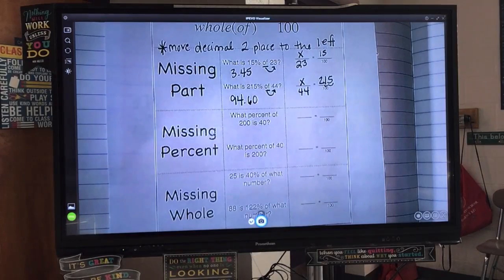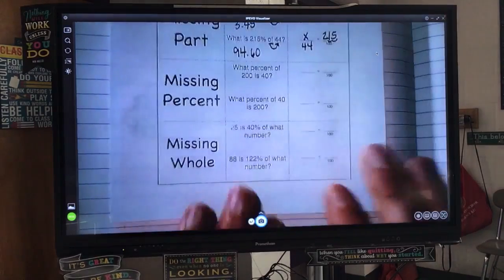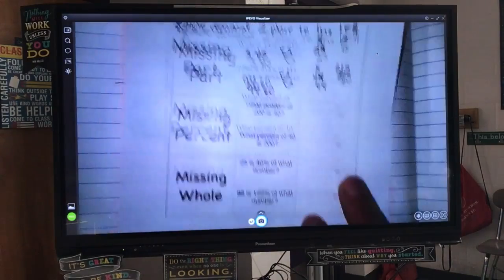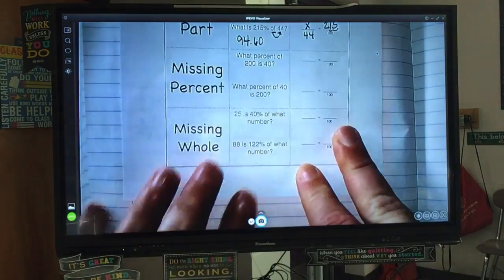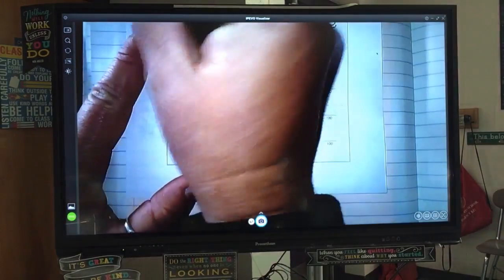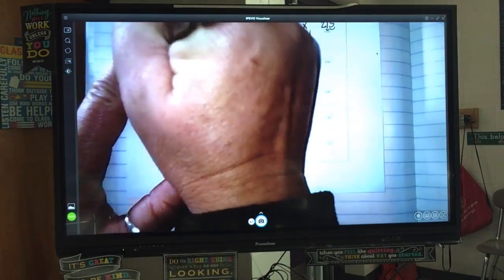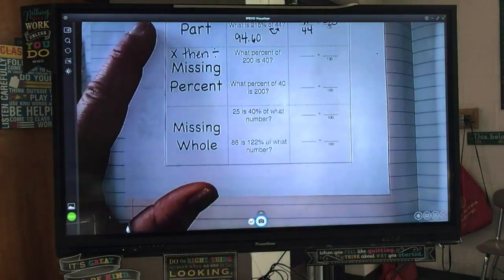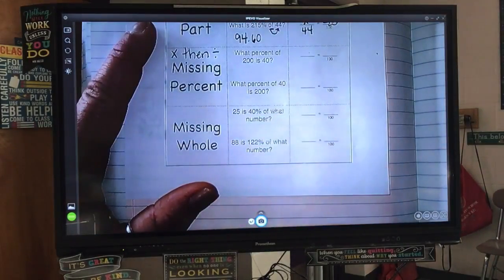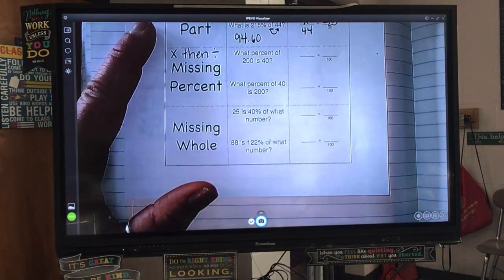All right, so that's the missing part. To me, I feel like the missing part is probably the hardest one to do. So for missing percent, still using that same layout of part over whole equals percent over 100. But now with this one, all you do is you multiply, then divide. So we're going to multiply our numbers and then we're going to divide it by that 100 or 200 or whatever it becomes.